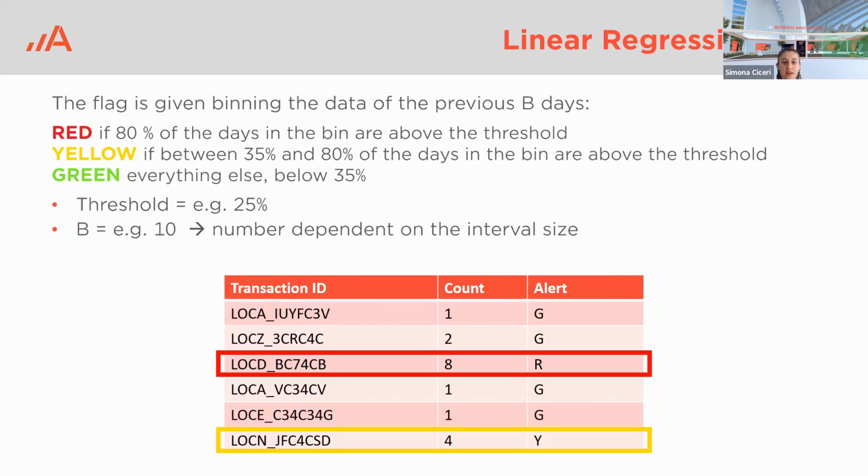We then raise an anomaly alert following a traffic light schema. In particular, if 80% or above of the days are flagged as anomalous, we give a red alert. In our case, with a bin size of 10 days, this corresponds to 8 or more anomalies, as you may see, for instance, in this example here in the table below. If the number of days flagged as anomalous is between 35 and 80%, we raise a yellow alert. If the number of anomalies is 3 or less, we have a green alert.